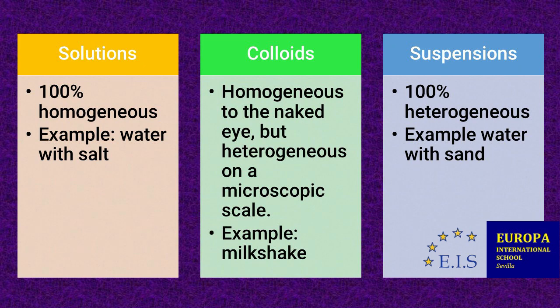By combining both classifications together, we get something like this. So, solutions are always homogeneous by definition. Suspensions are always clearly heterogeneous, so we can always distinguish the components of them. But there is an in-between state of the mixtures called colloid that is kind of tricky because it looks homogeneous to the naked eye, but heterogeneous on a microscopic scale. So it looks like a solution, but it is not.